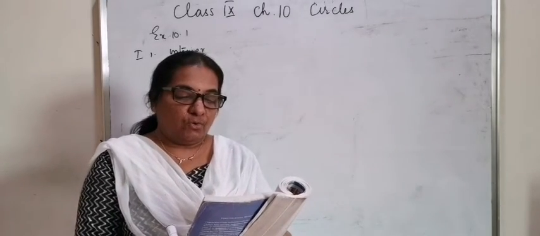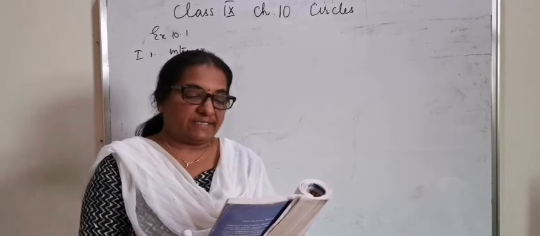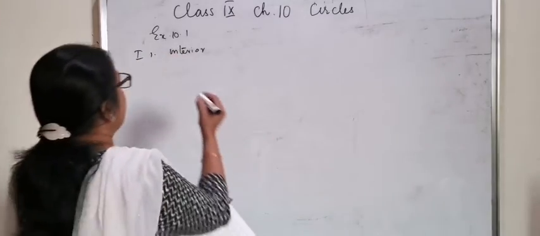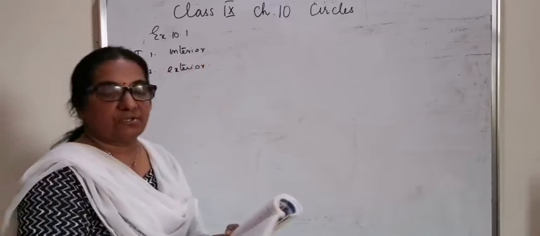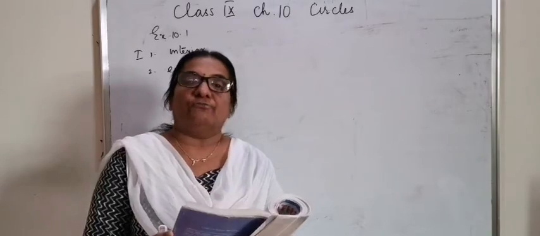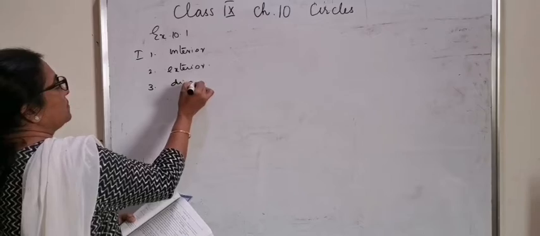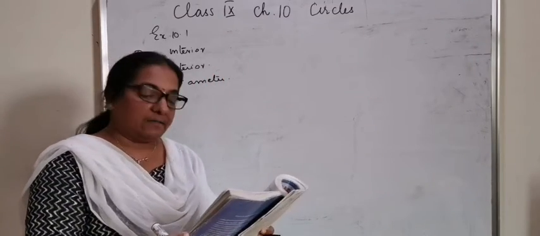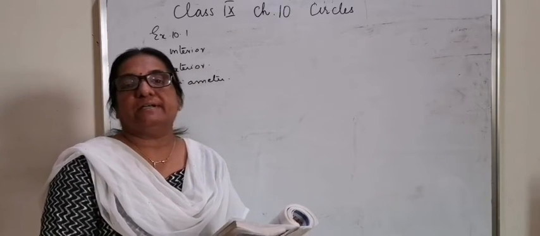A point whose distance from the center of a circle is greater than its radius lies in the interior or exterior of a circle. That point will definitely lie in the exterior part of the circular region. Number 3, the longest chord of a circle is the diameter of a circle. The longest chord is always the diameter of the circle.